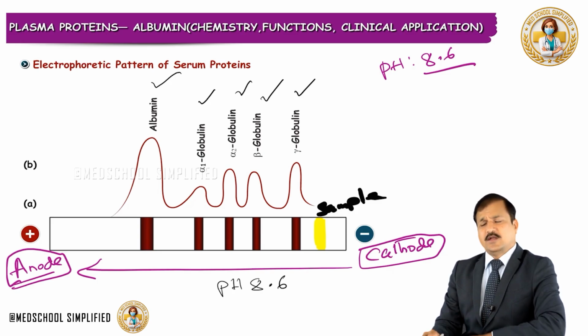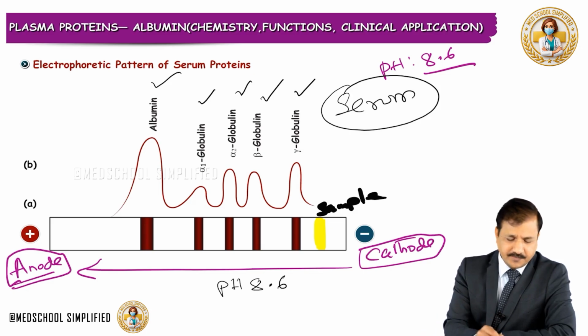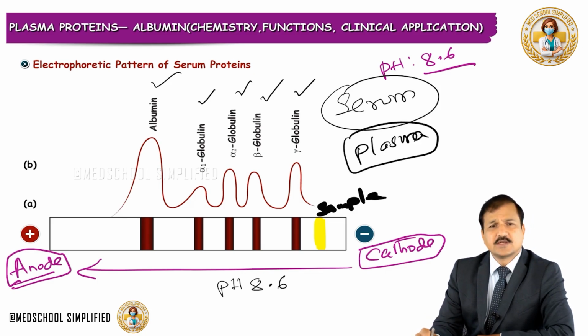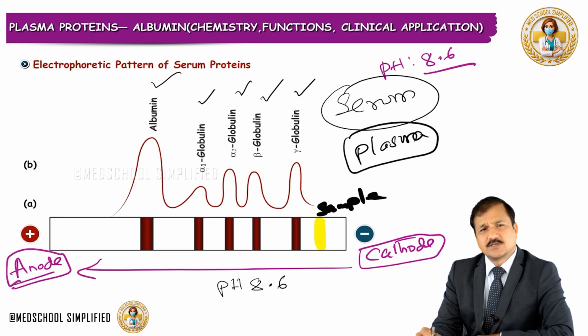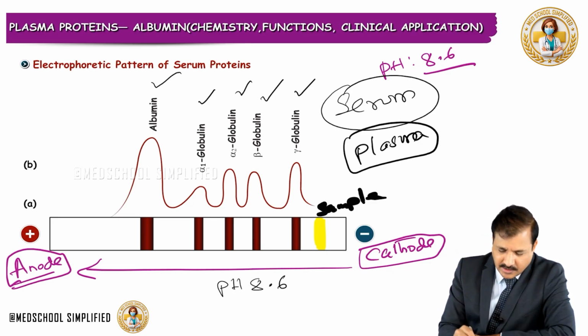Alright, now this is a serum electrophoresis, as the title says. What if plasma is used as a sample for electrophoresis? The difference is, if plasma is used instead of serum, a band of fibrinogen is seen between beta and gamma globulins. So here are the beta and gamma, and you will see a band of fibrinogen here.